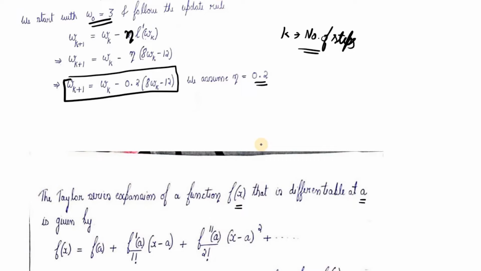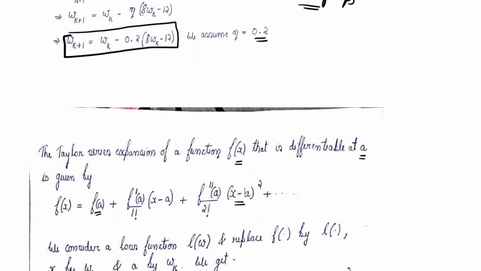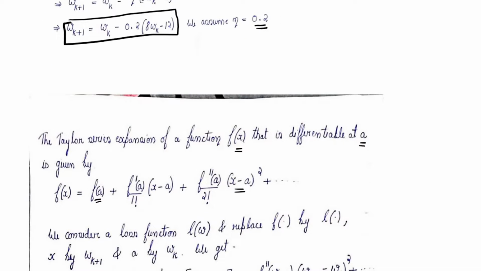The expansion of f(x) in terms of a is given as this. So f(x) is f(a) plus f'(a) by 1 factorial (x minus a), f''(a) by 2 factorial (x minus a) squared, and so on. So now we make one substitution. The substitution works like this.